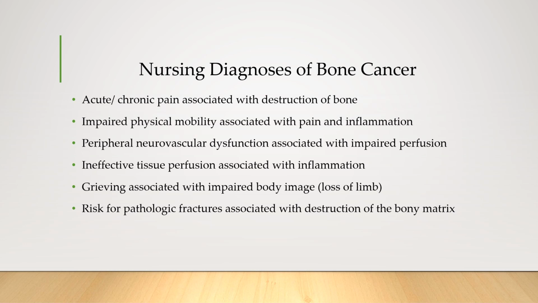So some nursing diagnoses for bone cancer: acute or chronic pain associated with destruction of bone, impaired physical mobility associated with pain and inflammation, peripheral neurovascular dysfunction associated with impaired perfusion, ineffective tissue perfusion associated with inflammation, grieving associated with impaired body image, and this would have to do with loss of limb if we were unable to salvage the limb. Risk for pathologic fractures associated with destruction of the bony matrix.